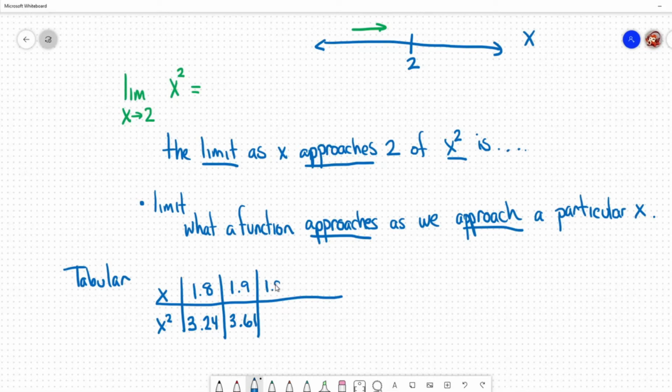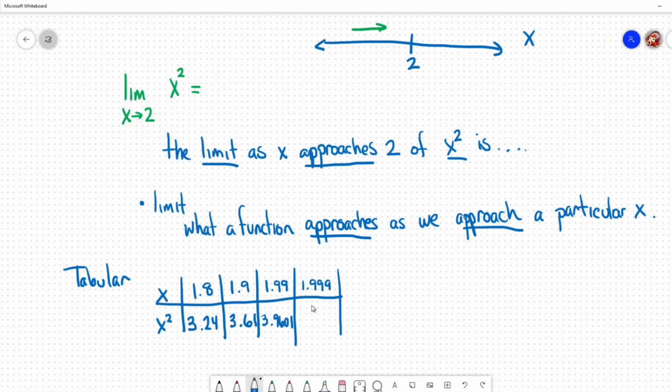So I'm just going to keep incrementally getting closer. So I'm going to do 1.99. Now I square that and I get 3.9601. So I see, okay, I went from a 3.2 to a 3.6 to a 3.96. Okay, so it's getting bigger, but notice it didn't take as big of a leap from here as it did in this second iteration. So if I keep getting closer, and that's the key word here, closer, I'm approaching.